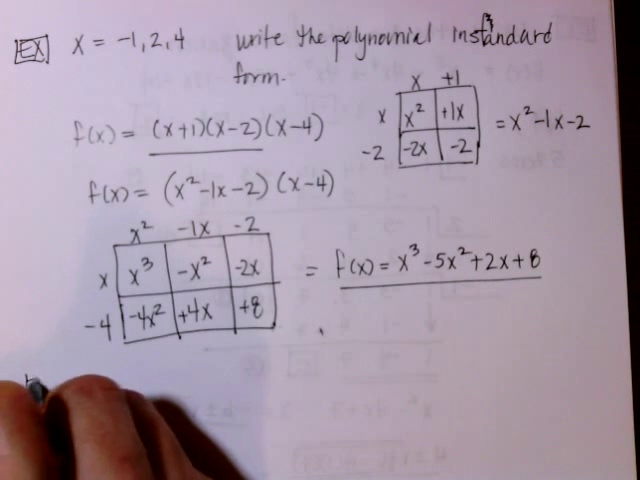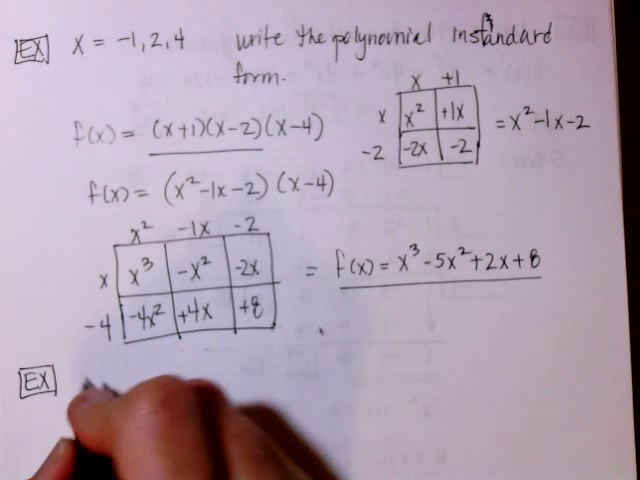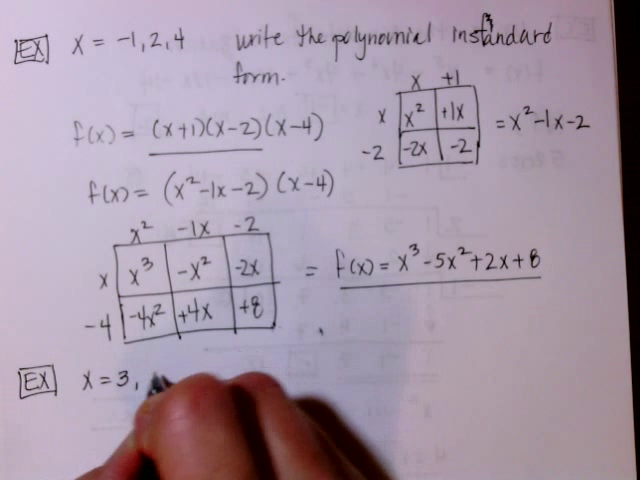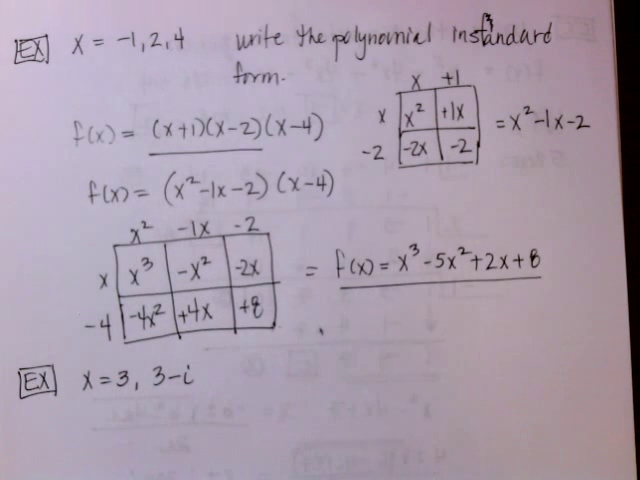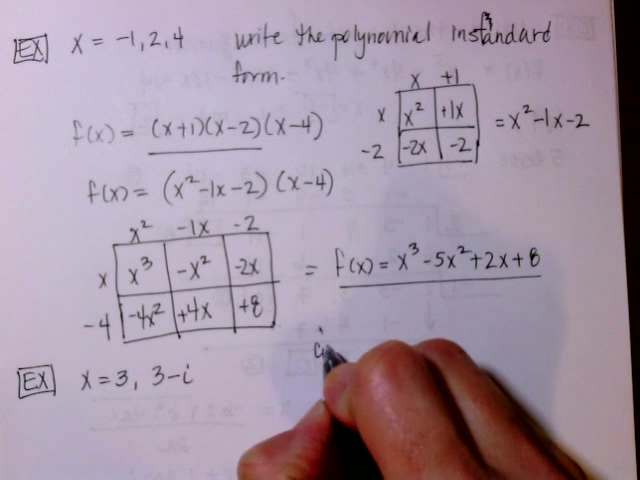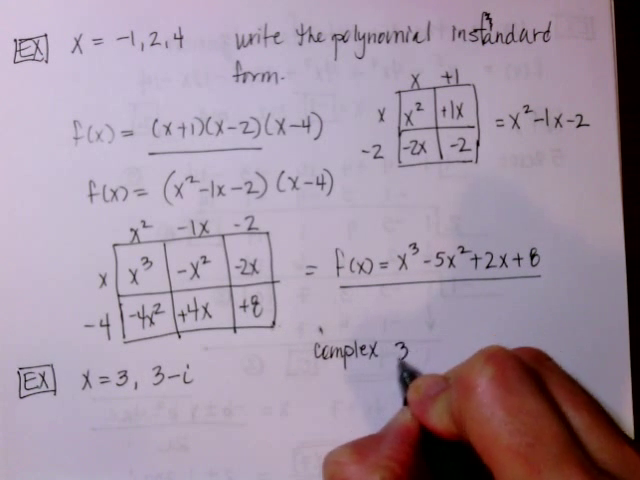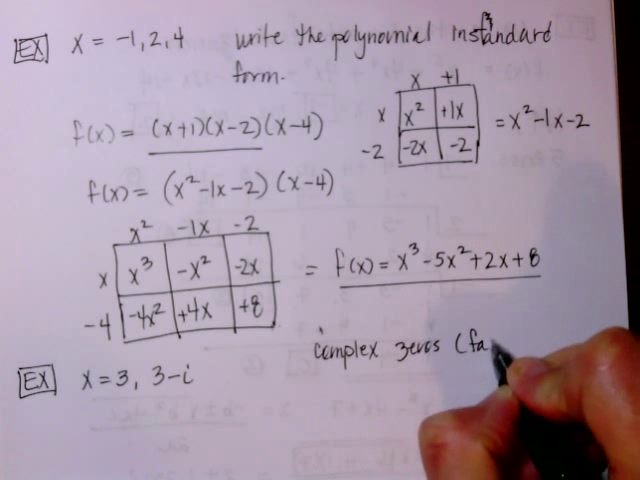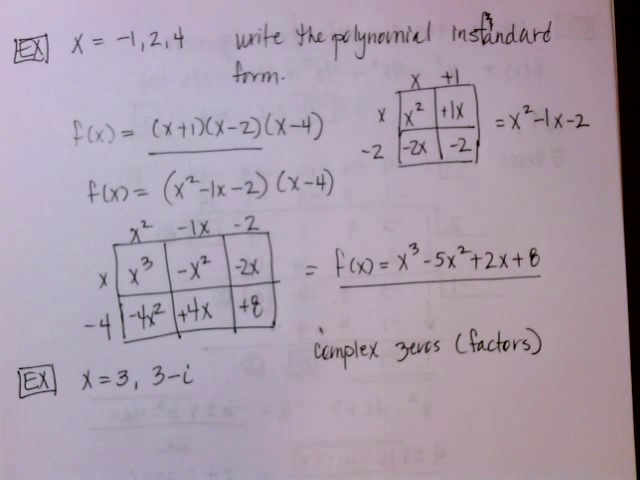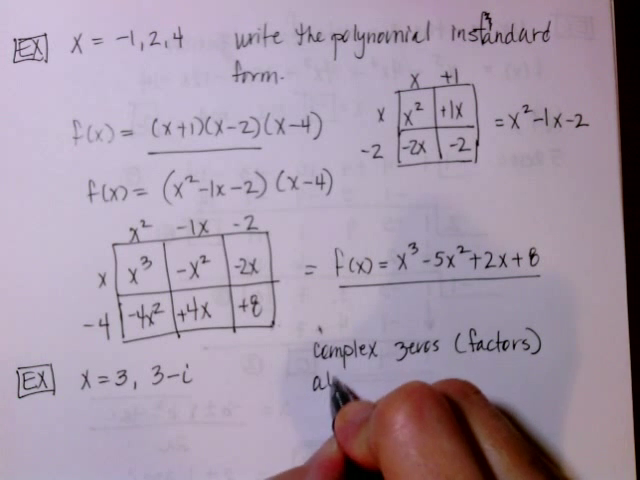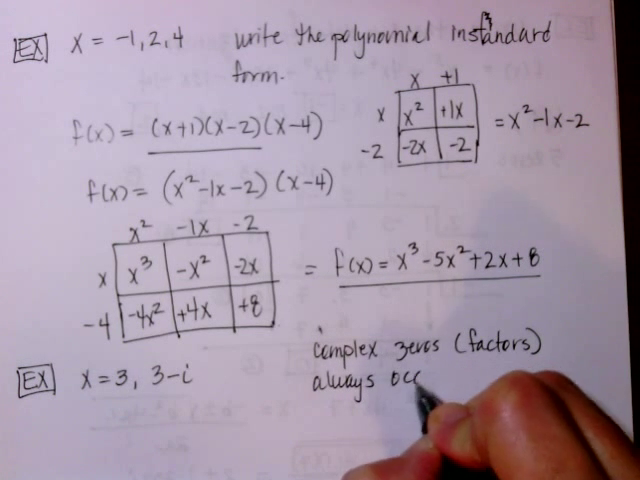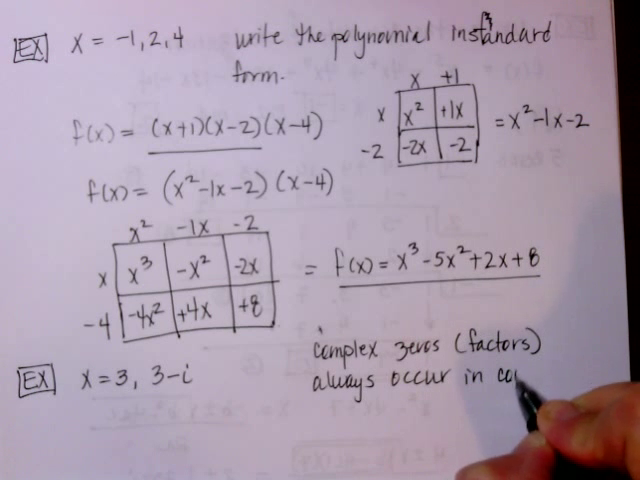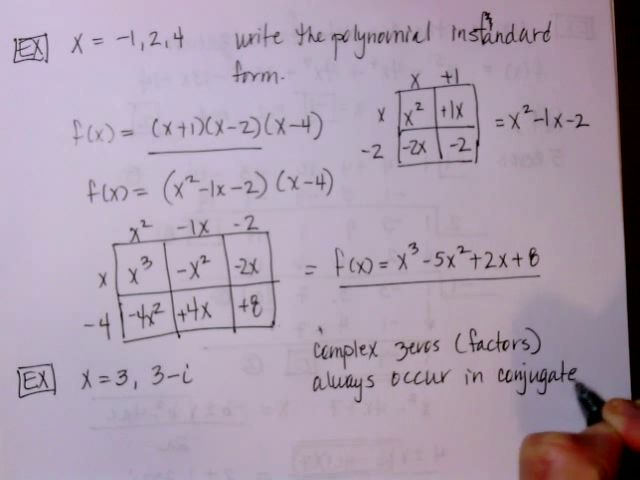All right, so now I'm going to do my next one. The next one is a little bit more unique. I'm going to have x is equal to 3, and then 3 minus i. Now the interesting thing about complex factors is that they always occur in conjugate pairs. So I'm going to write that down: complex zeros, and I'm going to write factors beside it so we're all talking about the same thing. Complex zeros always occur in conjugate pairs. And we've talked about conjugates in the past.